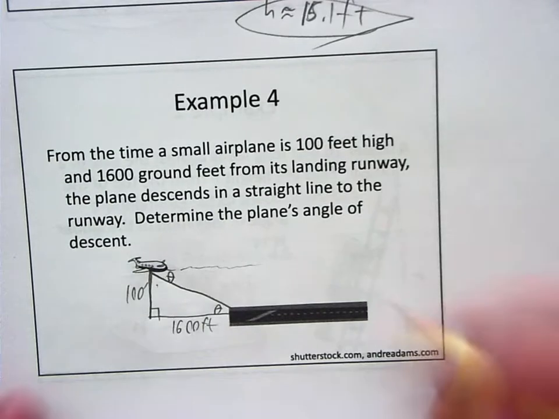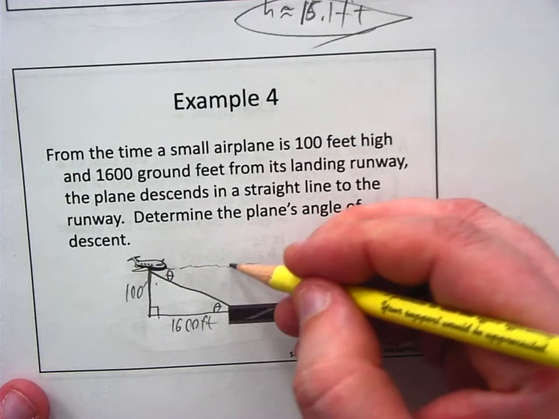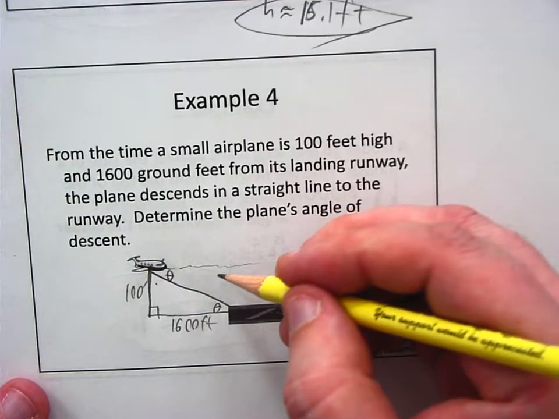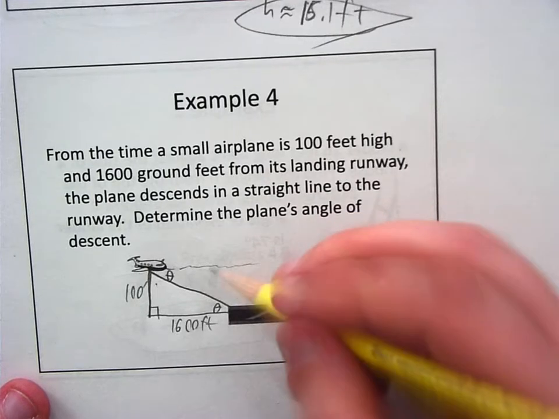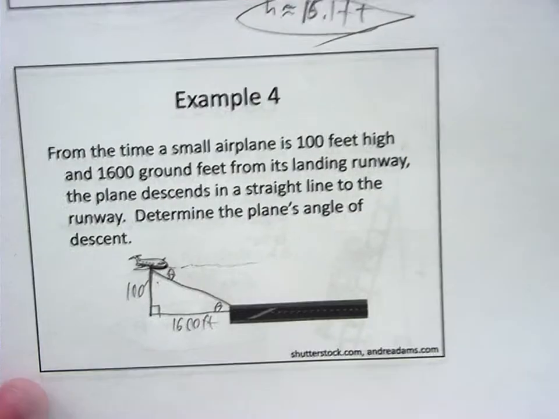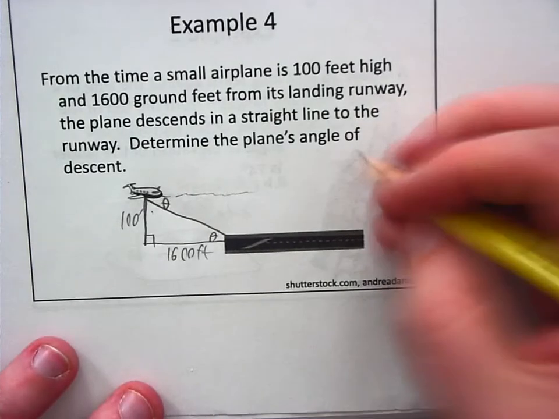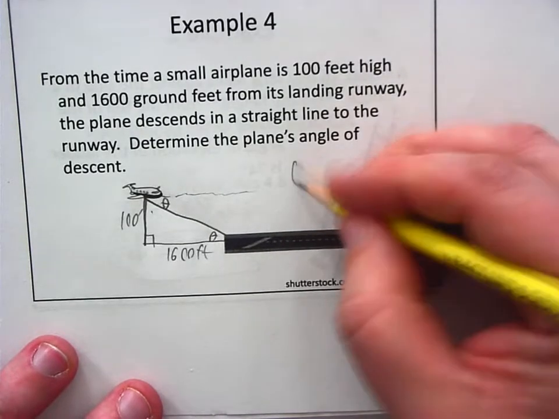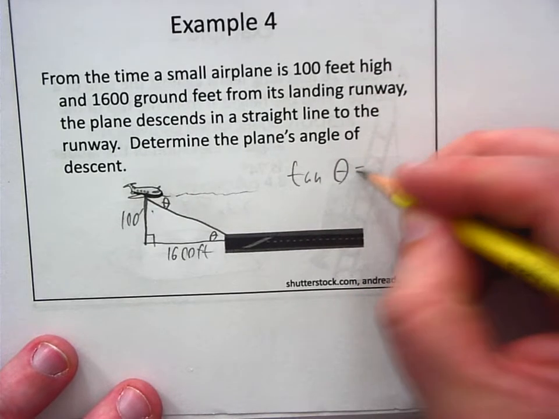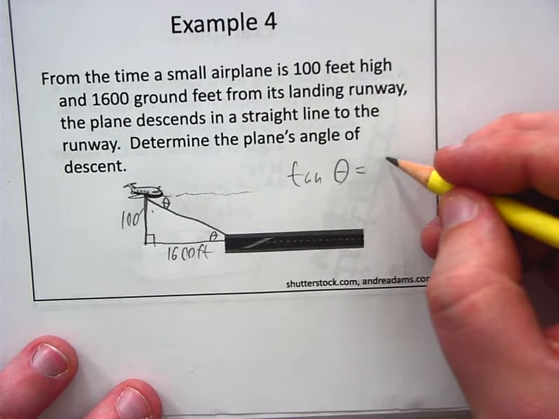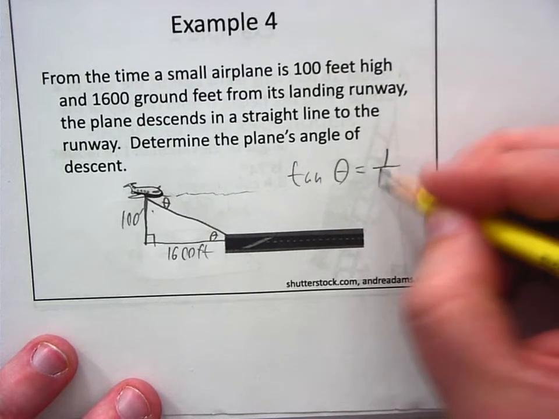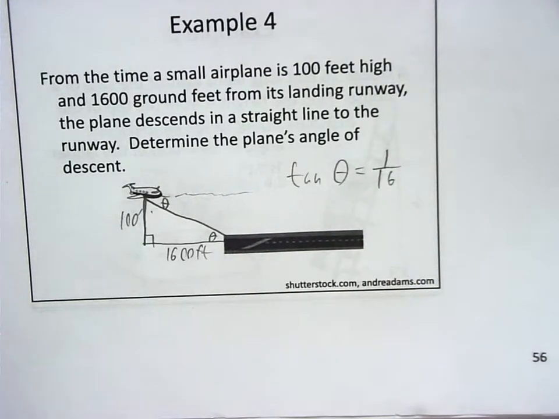Now you could also just draw it differently. I could have just drawn the vertical over here and then the 1,600 feet through the air. But that's kind of counterintuitive because it says ground feet. So what's the trig ratio? Tangent theta is equal to 100 over 1,600, or in other words, just 1 over 16. Theta is going to be what?